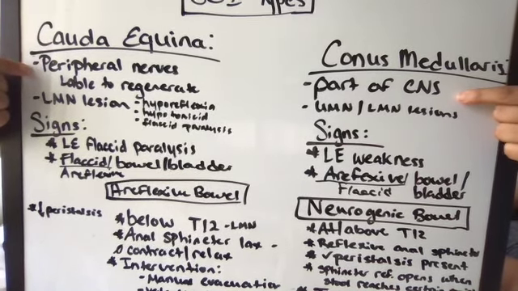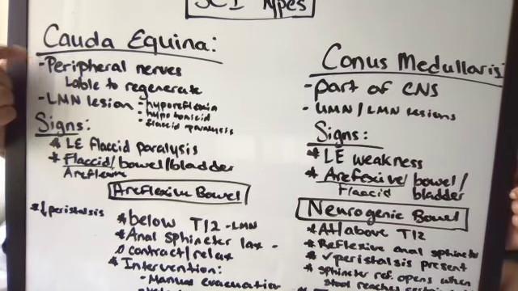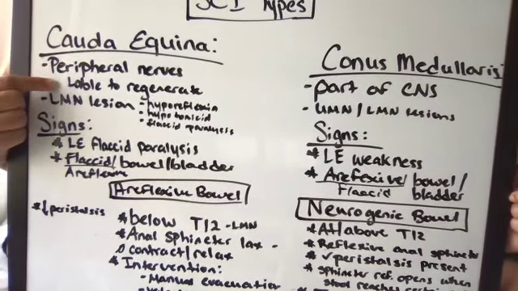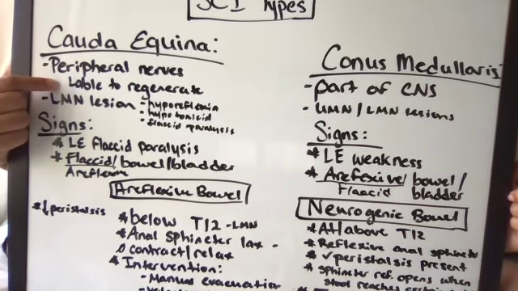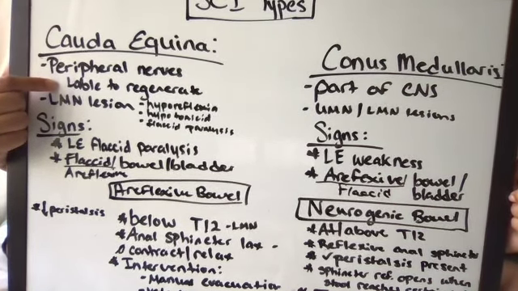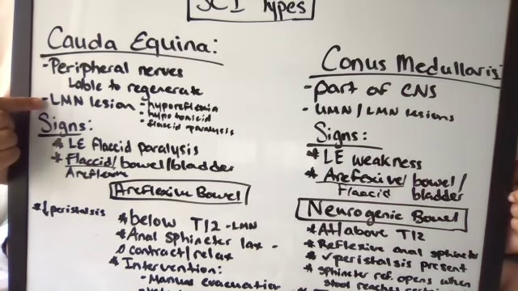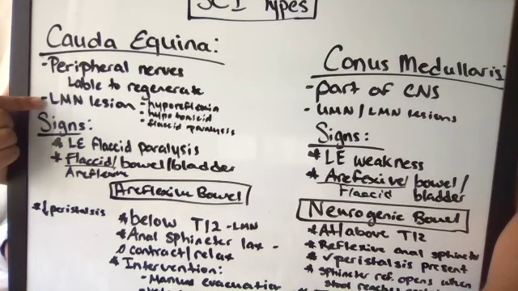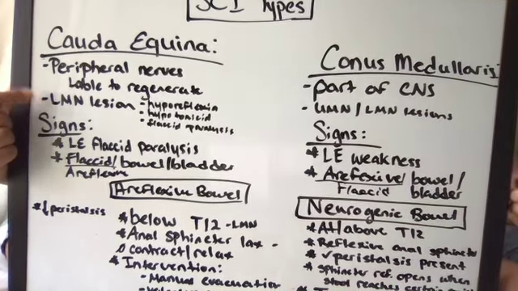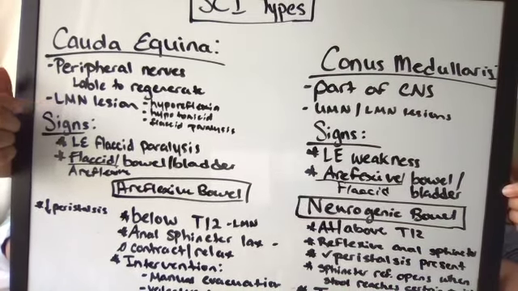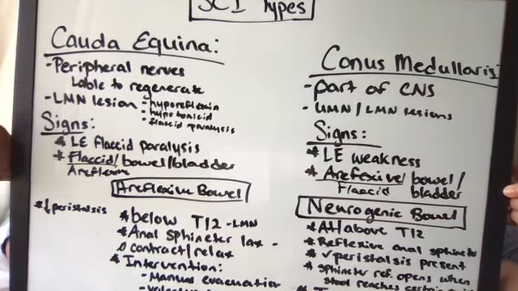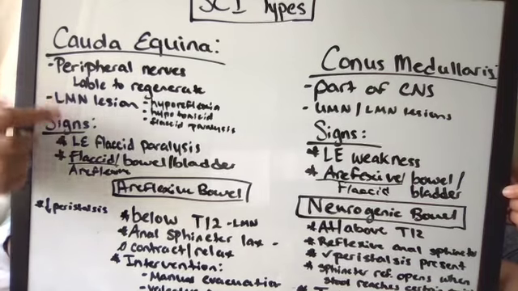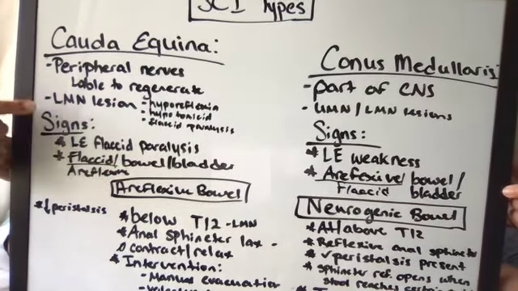Cauda Equina is not a part of the central nervous system. It is peripheral nerves. Because they are peripheral nerves, they're able to regenerate. Remember, regeneration is about 1 to 2 millimeters a day. You have a lower motor neuron lesion with the Cauda Equina, okay? So remember, we just talked about what happens when it's lower motor neuron. You get hyporeflexia, hypotonia, flaccid paralysis. All right, keyword here, flaccid.